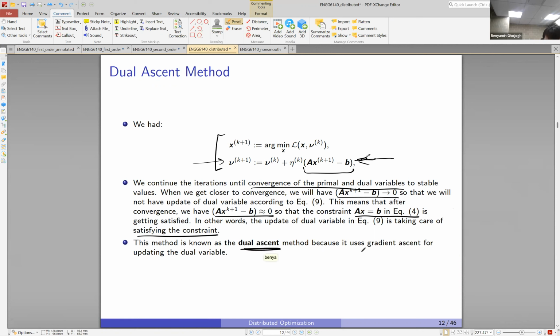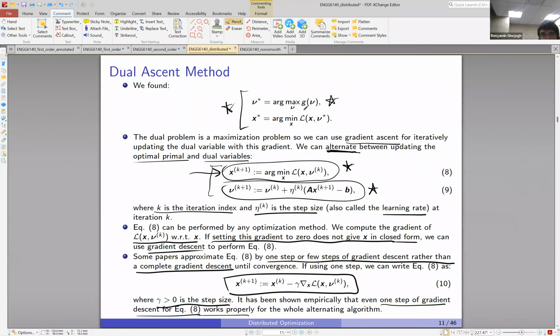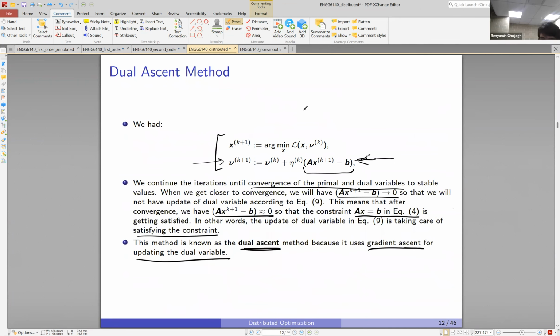This method is known as dual ascent. Why? Because it uses gradient ascent for updating the dual variables. This is gradient ascent. Do you remember? Because we are using argmax, and argmax can be done by gradient ascent. It's very similar to what we have in gradient ascent, assuming that this is like a gradient.